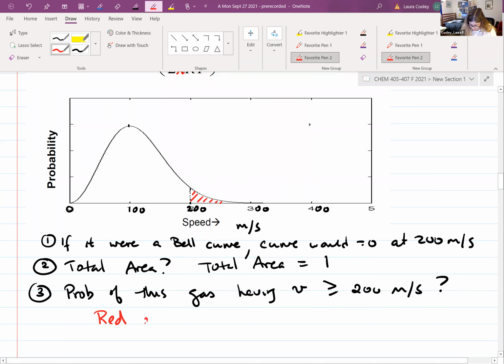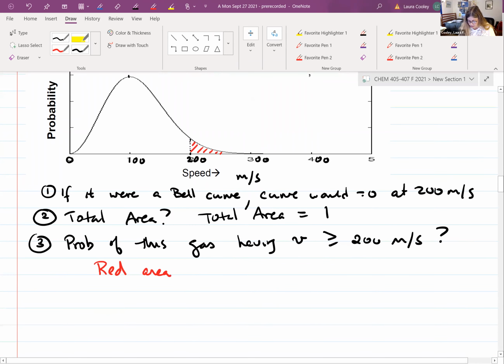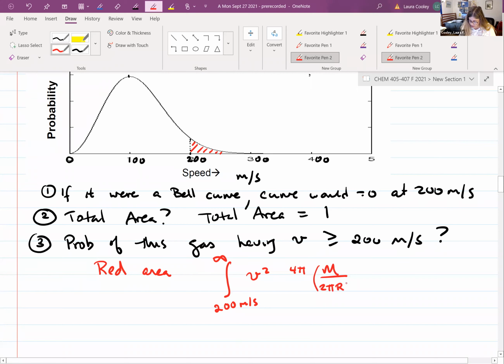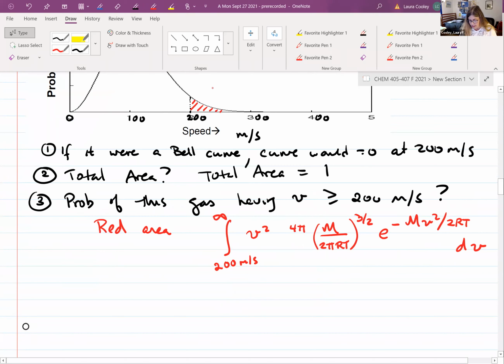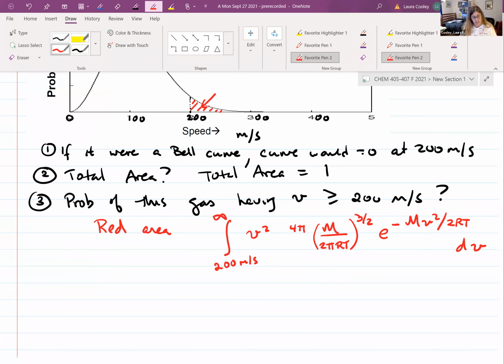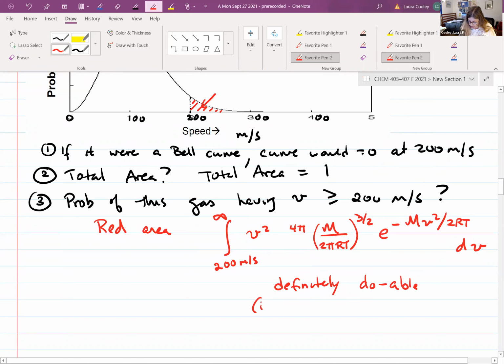the red area would be given by this integral, right? It would be the integral from 200 meters per second to infinity of v squared times 4 pi, and these are just constants, over 2 pi RT to the 3/2 e to the minus mv squared over 2RT dv. If you could evaluate that integral, you would know exactly what this fraction is. And actually, mathematicians have tables, and there are ways of very easily numerically evaluating that integral. So that's not something we're going to do, but it's definitely doable.